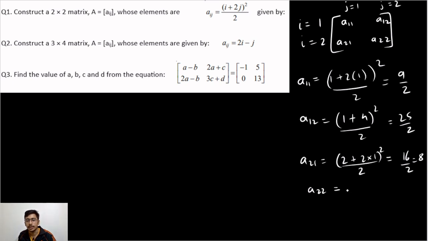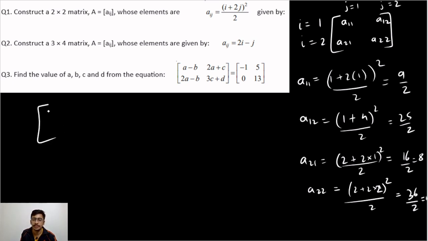A22 is 2 plus 2 into 2 whole square by 2, which is 2 2s are 4, and 4 plus 2 is 6. 6 square is 36. 36 by 2 is nothing but 18. So I can construct the answer of the first question, I can construct the matrix like this: 9 by 2, 25 by 2, and 8 and 18. So this is the answer of the first matrix.